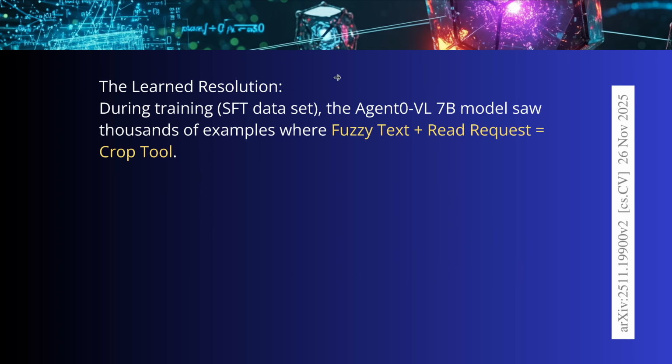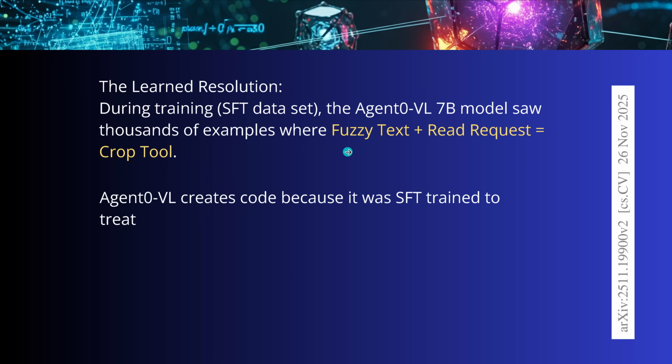And it has simply learned this, because guess what? Our Agent0 vision language 8B model had a training and had generated here a supervised fine-tuning data set for this training. And this 7B or 8B model saw thousands of examples where if we have a fuzzy text, like I showed you here, the street sign in front of the building, and the read request, like, hey, tell me which street is it, then it has to use the crop tool. So you see, this is a pattern that it learned in the supervised fine-tuning run.